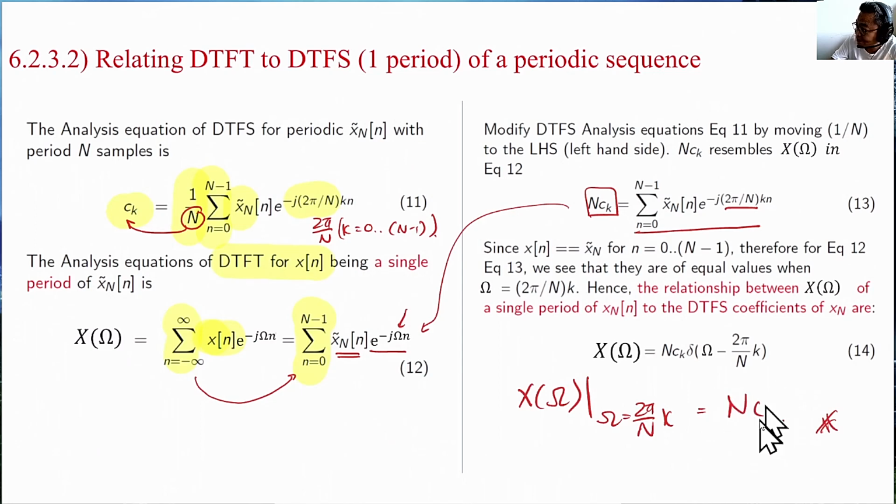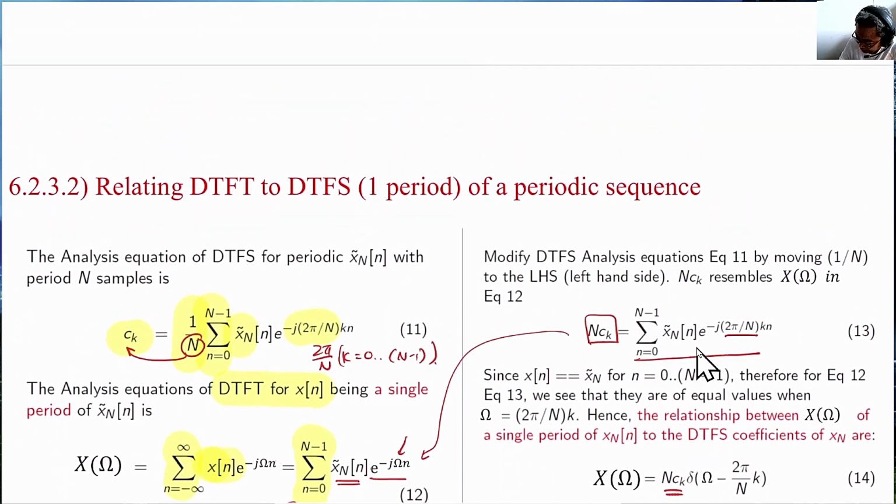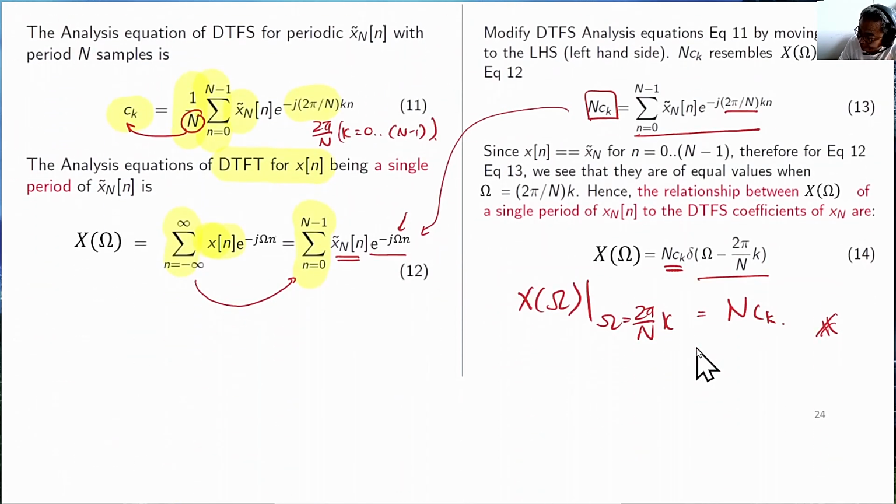And what it means is that if we want to express X(ω), the value of X(ω) at this particular frequency is exactly N c_k, and then again we use the deltas to say that in the continuous function it only exists at this particular frequency, 2π over N k. So this is the conclusion. Now I will sketch for you the interpretation.